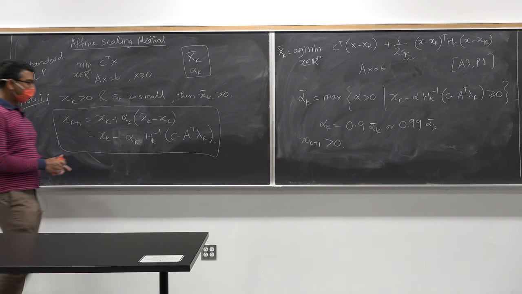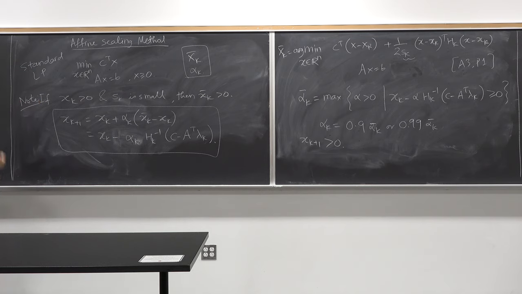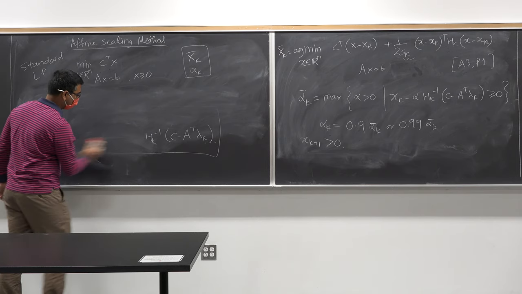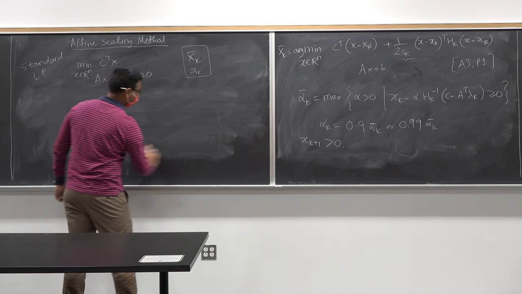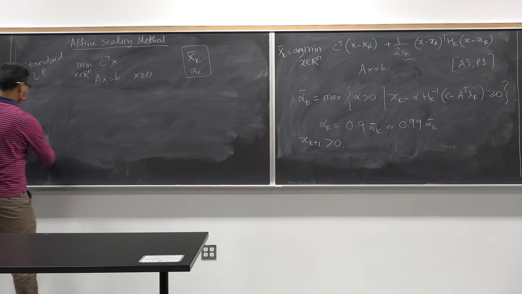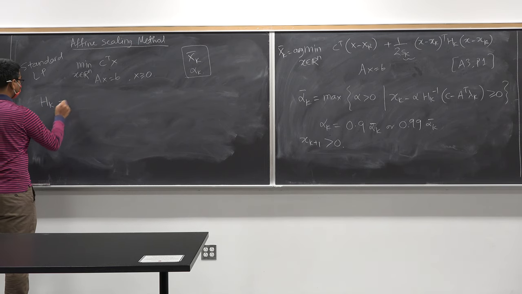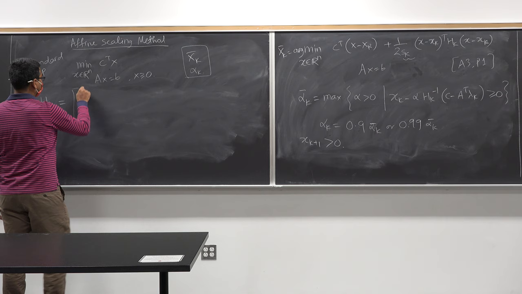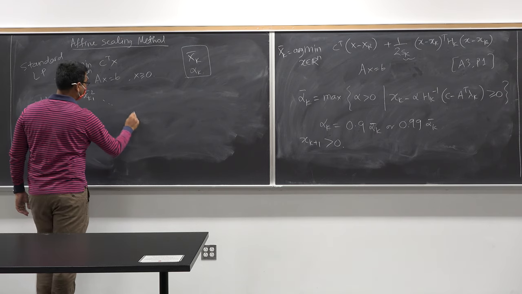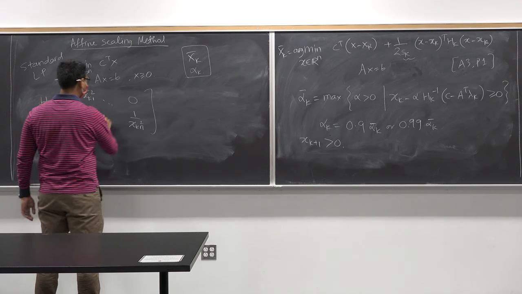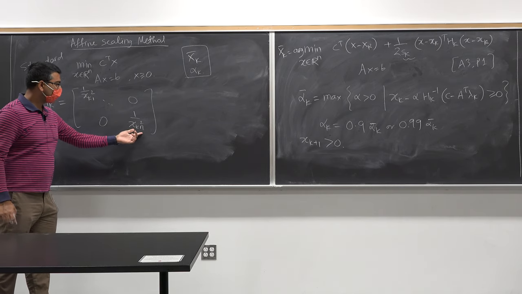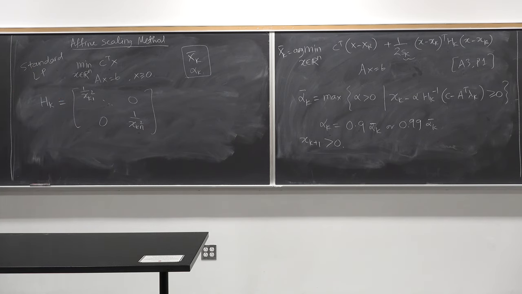Now the question is, how do I pick my HK, which is a positive definite matrix? How do I pick this particular matrix? So here is one idea. I'm going to pick HK to be a diagonal matrix with entries 1 over xk1 square, up to 1 over xkn square, and zeros elsewhere. So this is the first element of xk, second element of xk, so on, and the nth element of xk, and you square it.